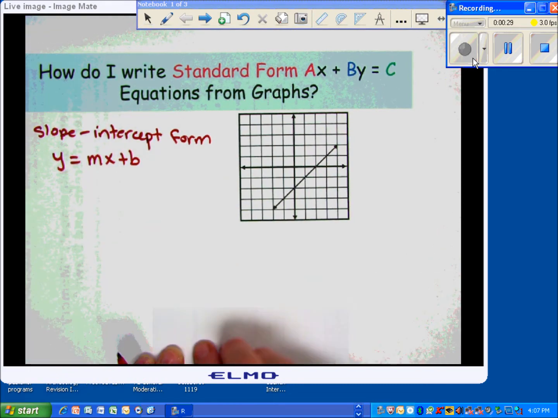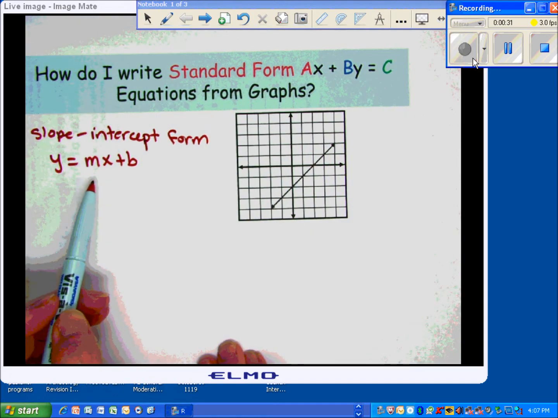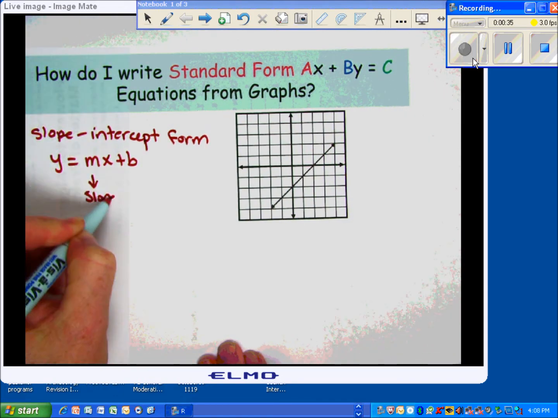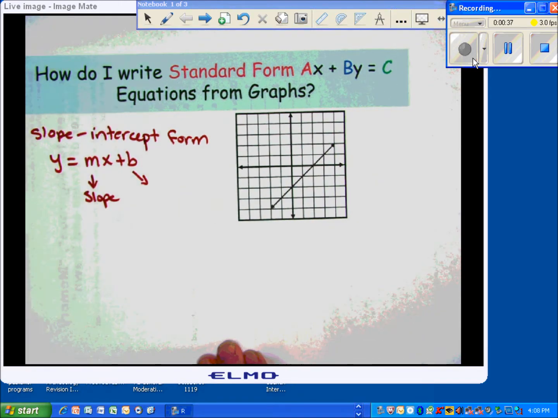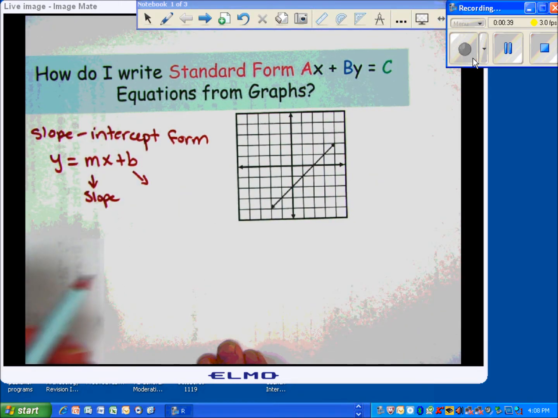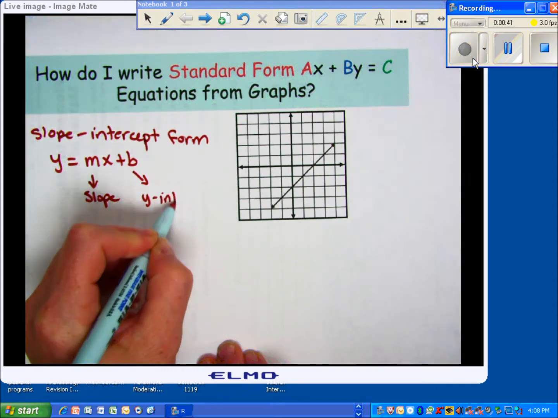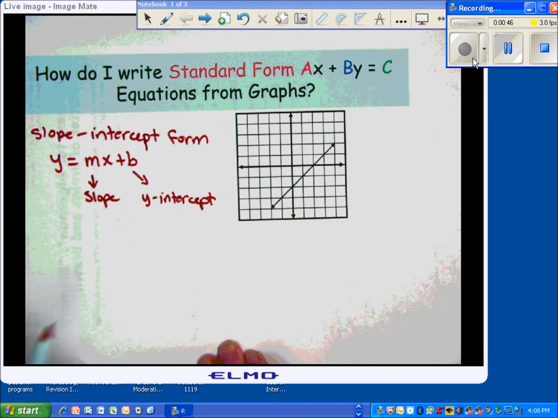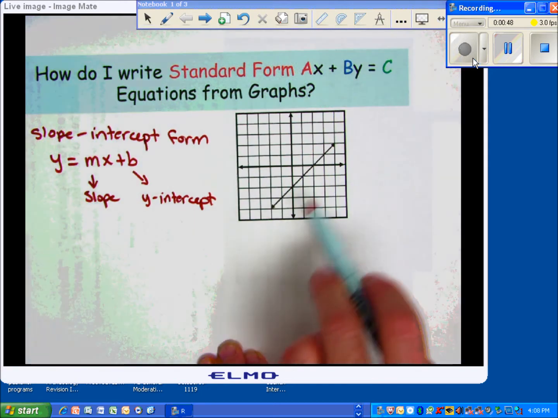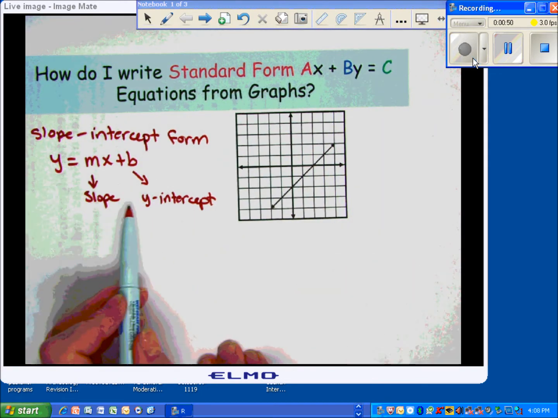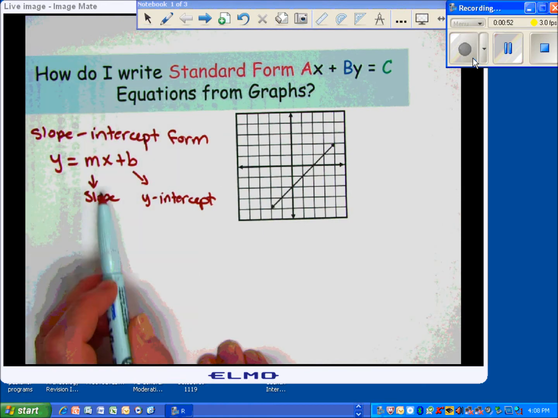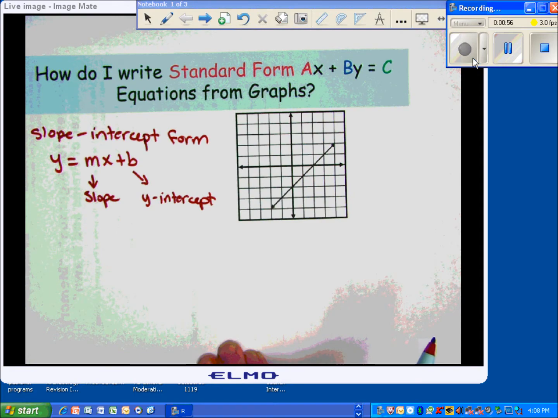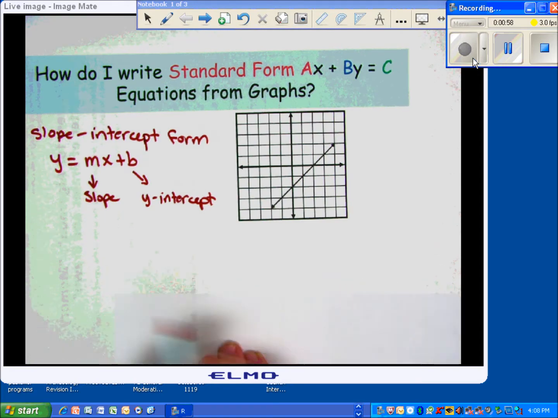Now, do you remember what the m stands for in slope-intercept form? That's right, it represents the slope. And do you remember what the b represents? That's right, it represents the y-intercept. And so that means we're going to have to use our graph to get that information, substitute it into slope-intercept form, and then we are going to turn this into standard form. That's going to be our plan. So let's get started, shall we?